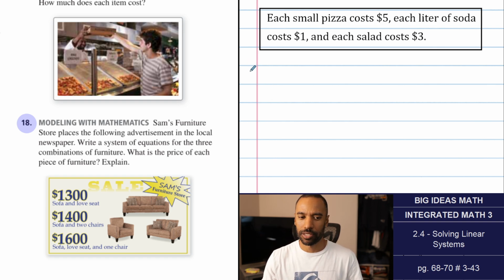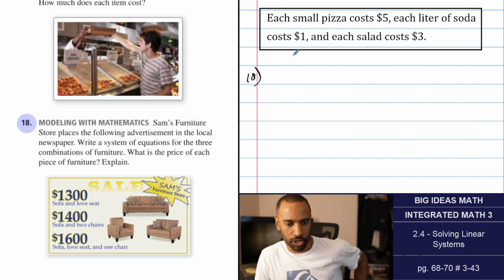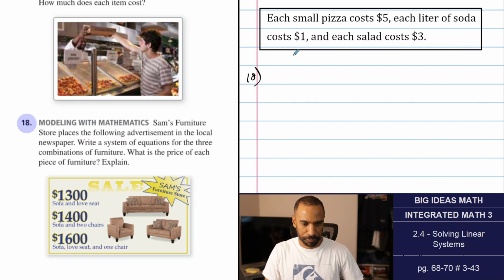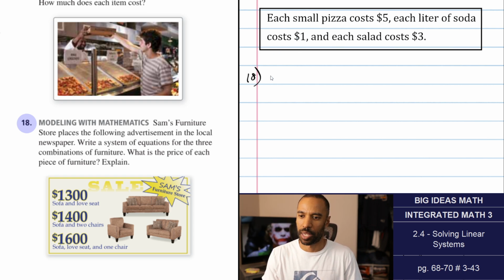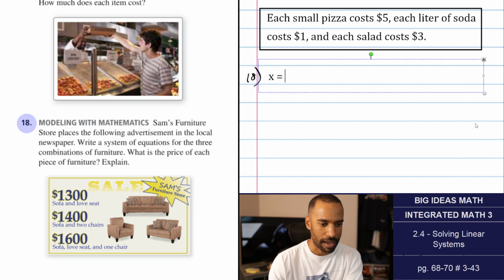Sam's Furniture Store places the following advertisement in the local newspaper. Write a system of equations for the 3 combinations of furniture. What is the price of each piece of furniture? Explain. Okay, if I'm going to define variables, I'm going to type them this time. So I'm going to let x equal, let's see what they have.